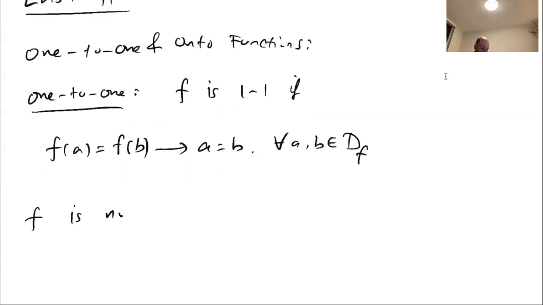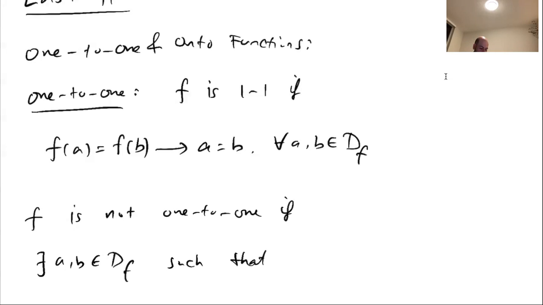F is not one-to-one if what happens? If there exist a and b in the domain of f such that a is not equal to b, but f of a is equal to f of b. So if you can find two different inputs with the same output, then you have a repeated output and therefore your function will not be one-to-one.